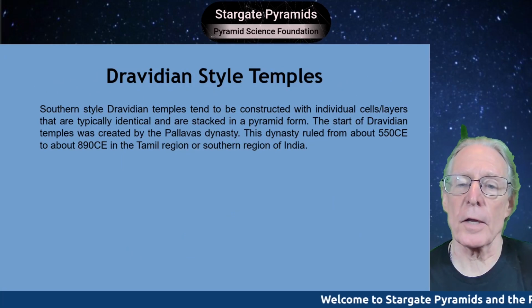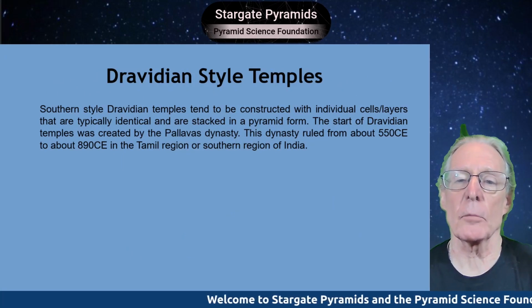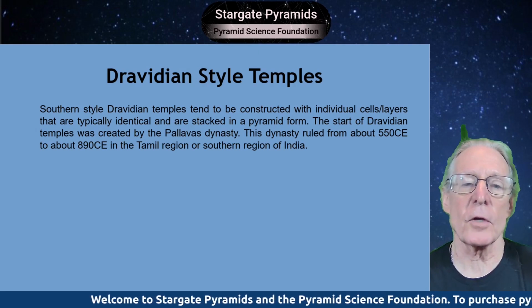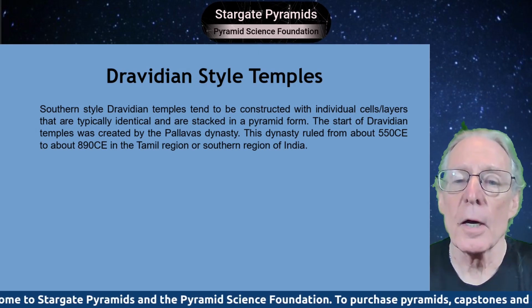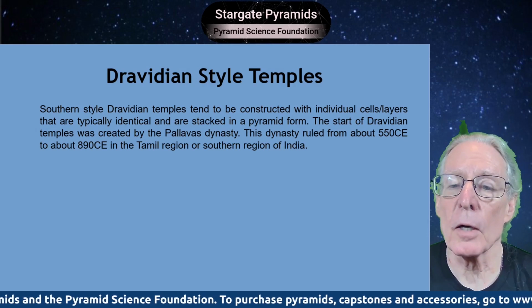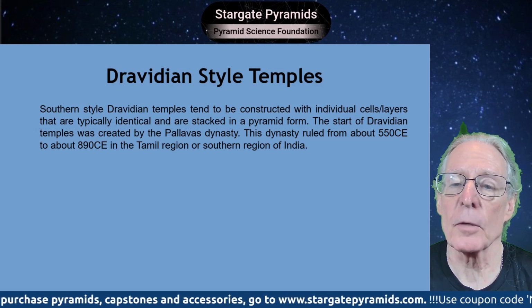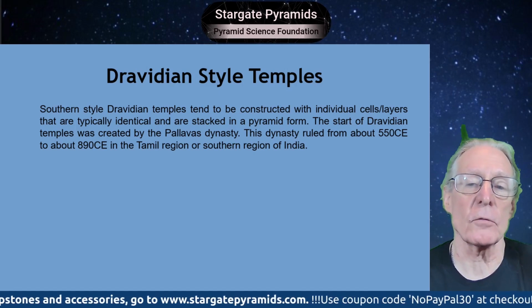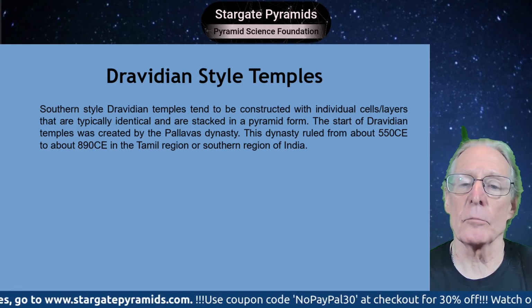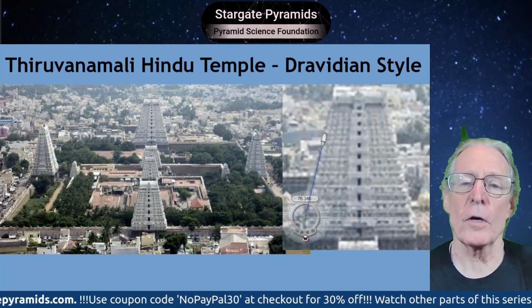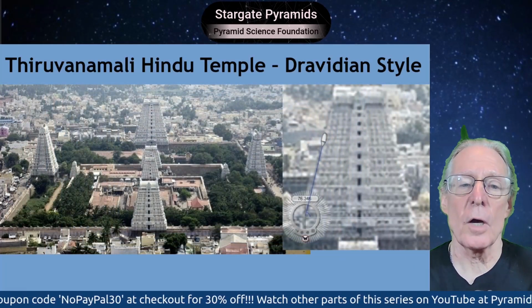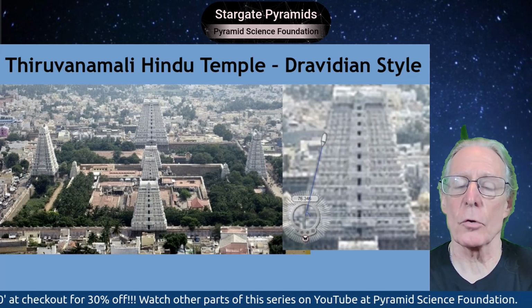To move on, we're going to now talk about Dravidian-style temples. Dravidian-style temples, again, are more recent in nature. They were begun construction of these types of temples in about 550 Christian era, CE, and they all look very similar to these temples that I'm showing now.